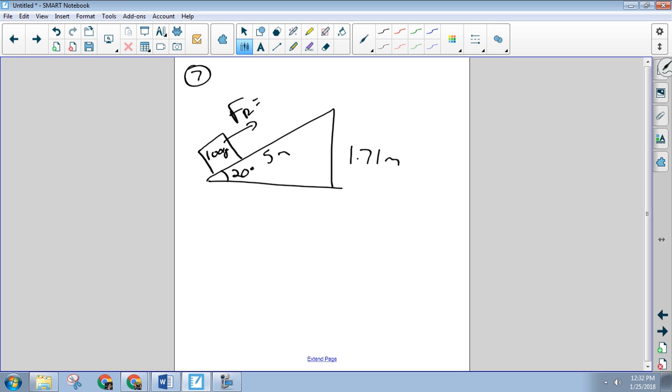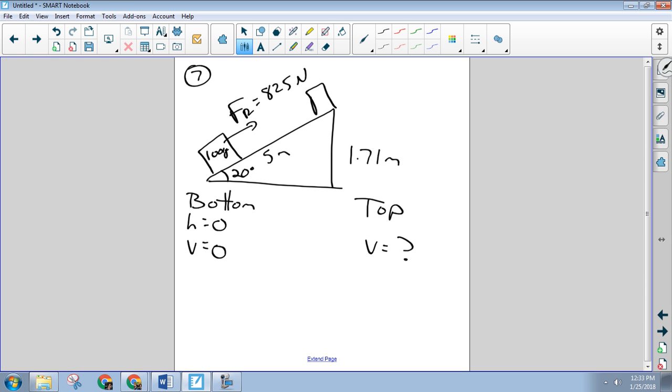All right, and so what we know is the box has a mass of 100 kilograms. Roy pushes this thing with a force of 825 newtons up to the top of the ramp. At the bottom of the ramp, I know my height is 0 and my velocity is 0. The question wants to know when we get to the top of the ramp, what's the velocity? Based on this little trig, we know that at the top, the height is 1.71 meters.